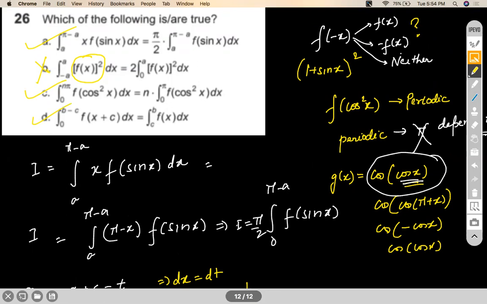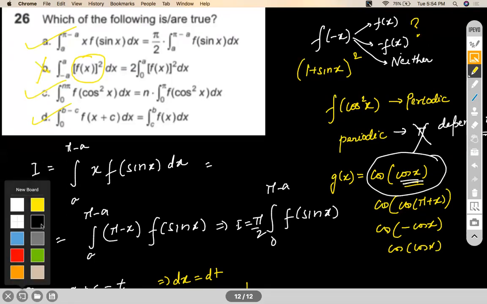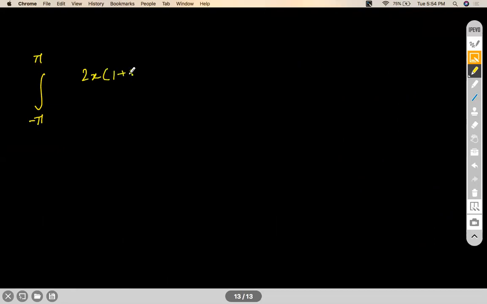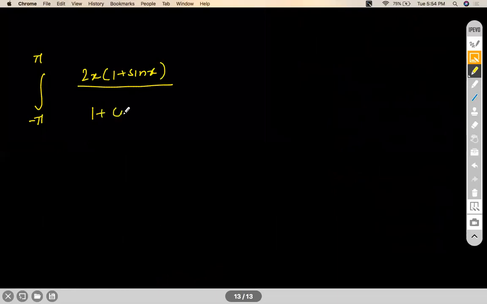Understood? Any questions? Any concerns? Okay, try this one out. Integral from minus pi to pi of 2x(1 plus sine x) by 1 plus cos square x.